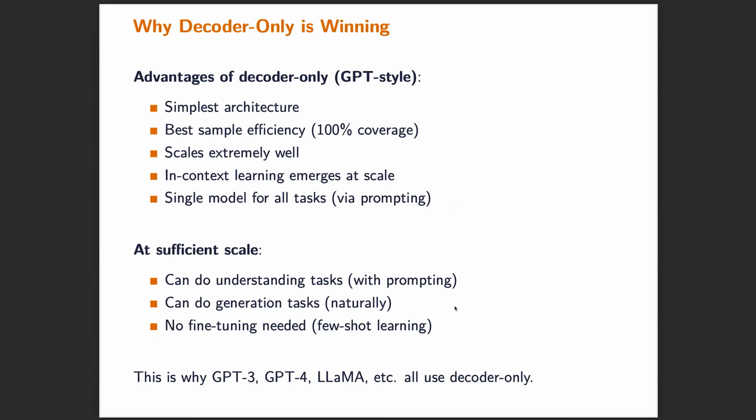But eventually the decoder-only models are, at least for now, winning, mainly because of their simple architecture, they are scaling extremely well. And the in-context learning that emerges out of it gave rise to chat applications like ChatGPT. And they can do basically everything. They can understand tasks, they can generate tasks, and they can also live without fine-tuning. And that's why all of these leading models, GPT-3, GPT-4, Llama, etc., are all decoder-only.